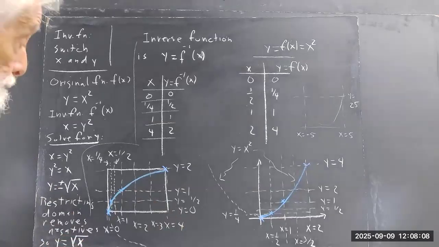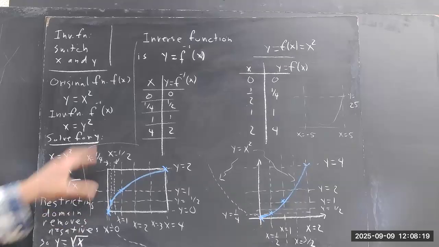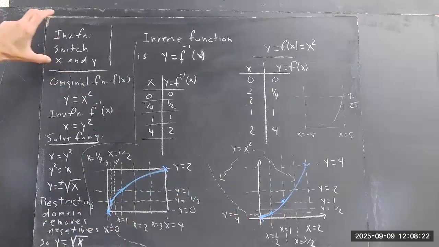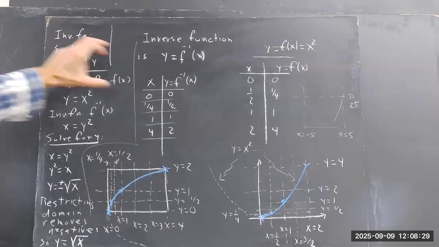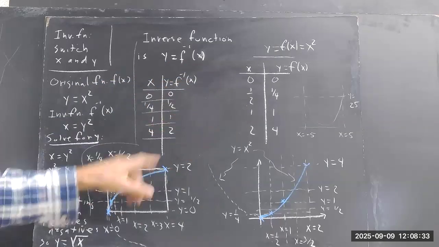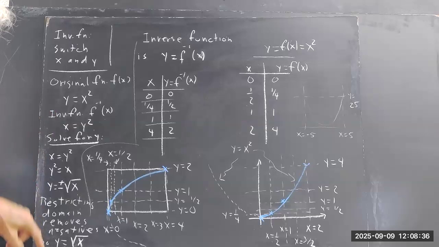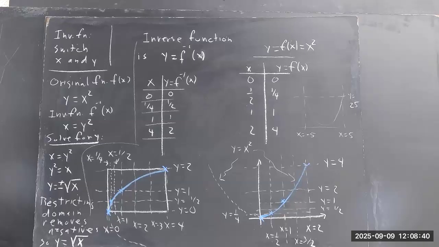Some of them. Okay, anyhow, you get the idea. The basic idea that you need to keep in front of you is that you're switching x and y. And here are the mechanics of how you do it with this function, how the graph changes and how you get the equation for the inverse function.